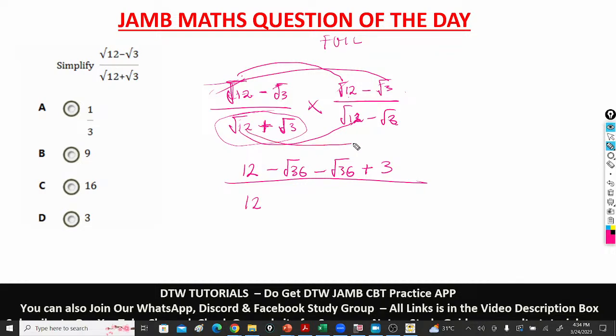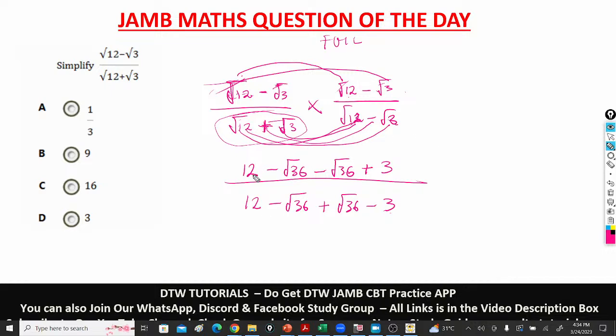And 12 times this, that gives us a negative what? Square root 36. And this positive root 3 times this, that will give us what? A positive what? Square root 36. Then positive root 3 times negative root 3, that will give us what? A negative 3. Okay, the square would cancel out and we have the number 3. Okay, I hope you understand this.